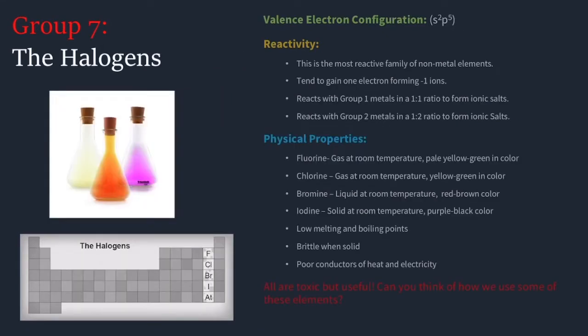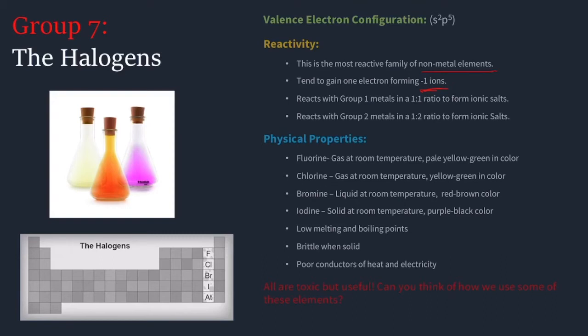All right, so group 7 is the next group family that we're going to talk about, and this family is the halogens. And this is the most reactive family of non-metal elements on the periodic table. These elements tend to gain 1 electron when they're undergoing chemical reactions, and they form -1 ions. All right, so they are all trying to have 8 electrons in their valence shell, and so in order to do that, they're going to go ahead and try to gain 1 more electron.